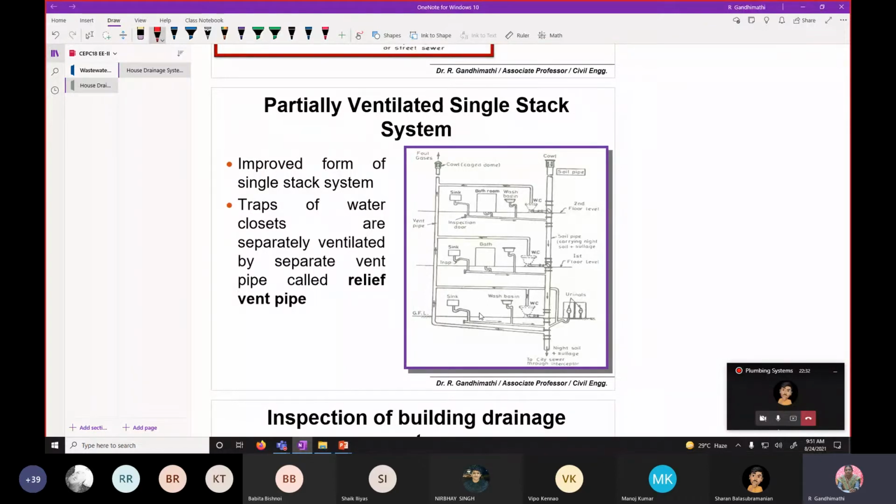These are the different forms of plumbing system in buildings. Based on the requirement as well as the cost availability, one can choose any one of the systems for house drainage in residential buildings. Is it clear, students?